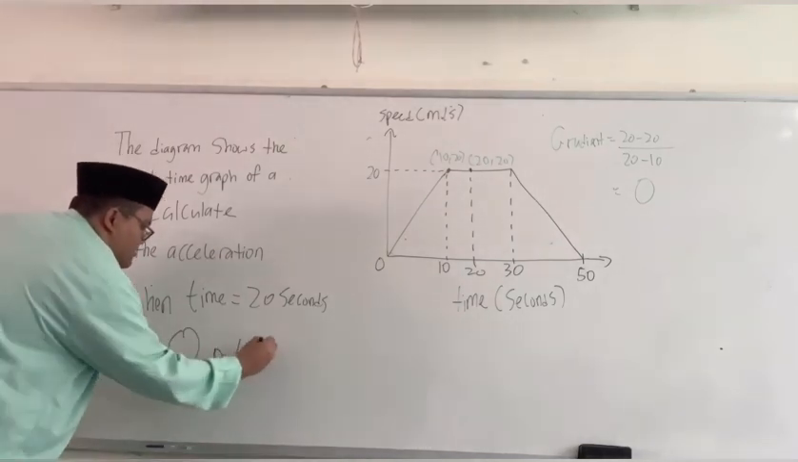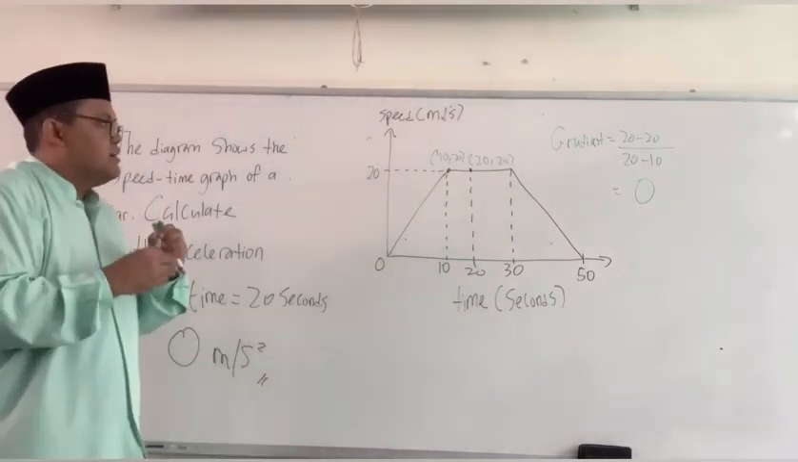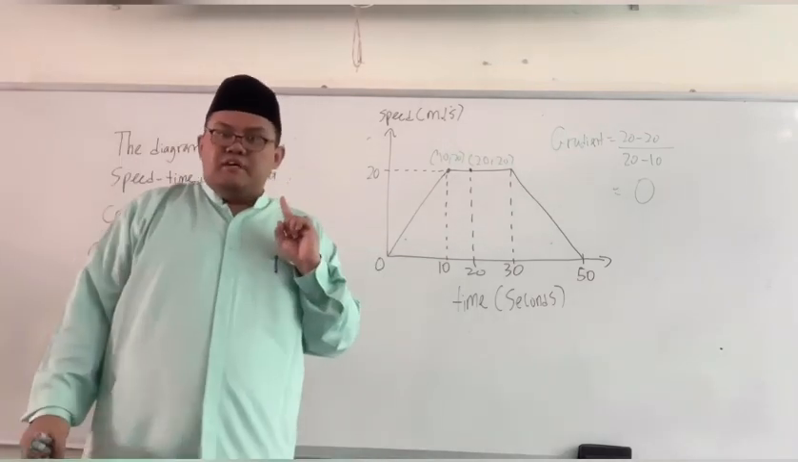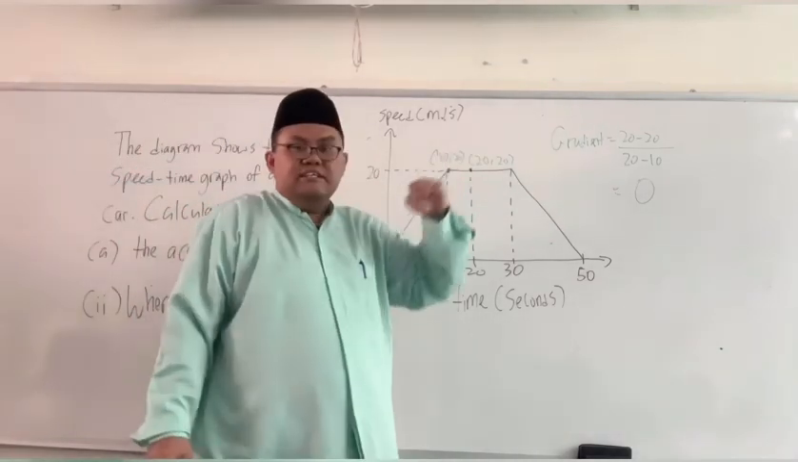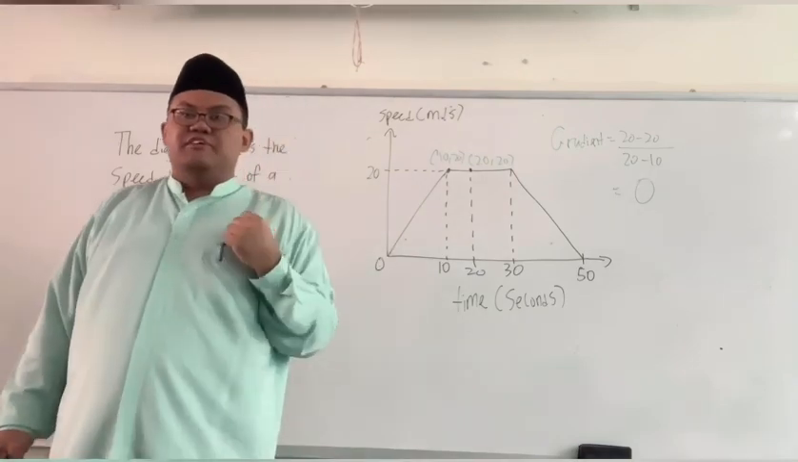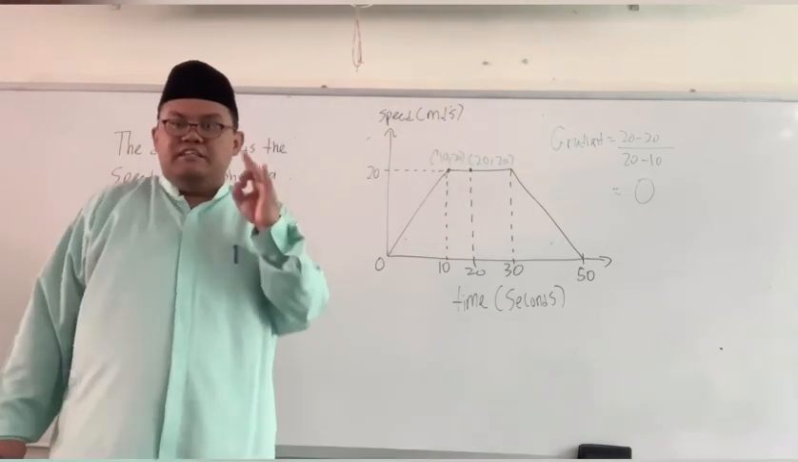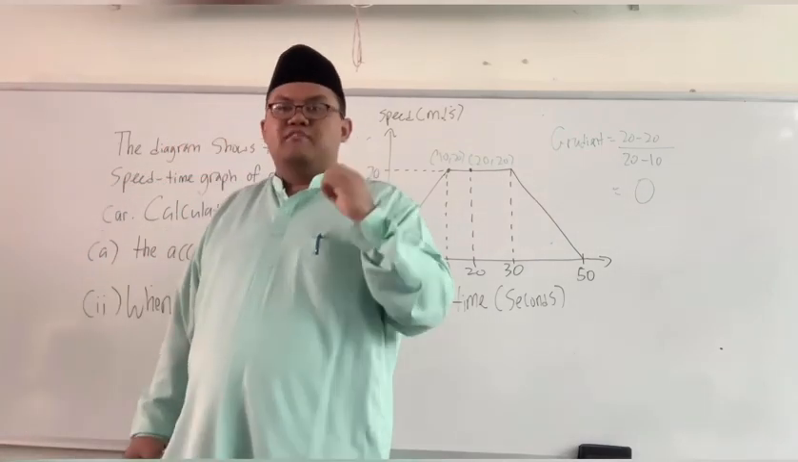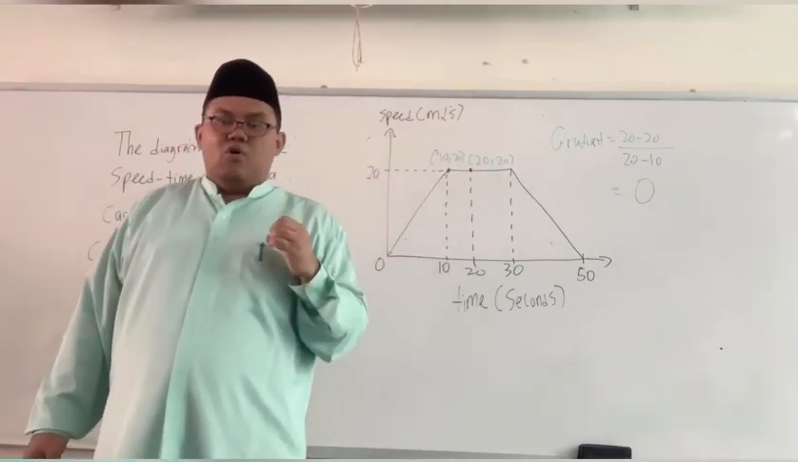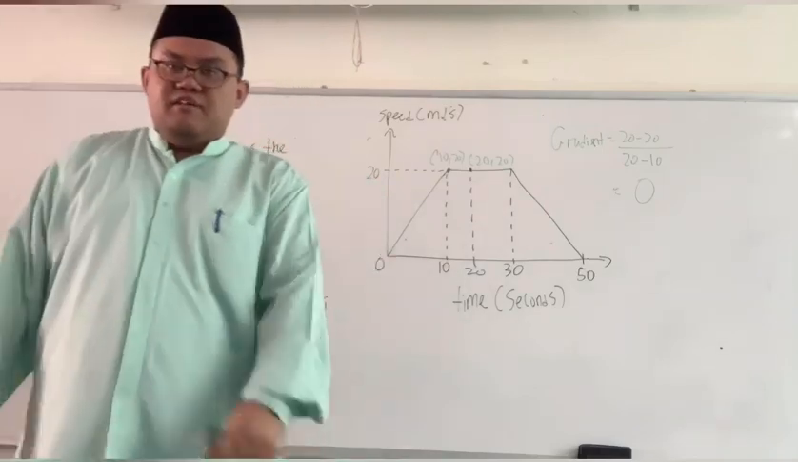meter per second squared. Now, there's one important lesson here. Any horizontal line has zero gradient. And for a speed time graph, it means the object has zero acceleration or moving at constant speed.